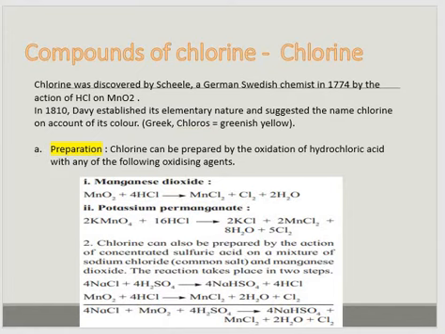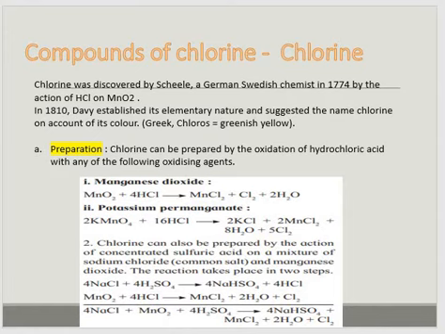Preparation method of chlorine. Chlorine is prepared by the oxidation of hydrochloric acid with any one like MnO2. When manganese dioxide is reacted with HCl, it will give you MnCl2, chlorine gas and water. When potassium permanganate is treated with HCl, it will give you KCl, MnCl2, water and chlorine gas.